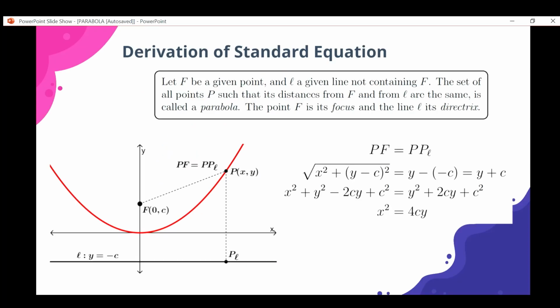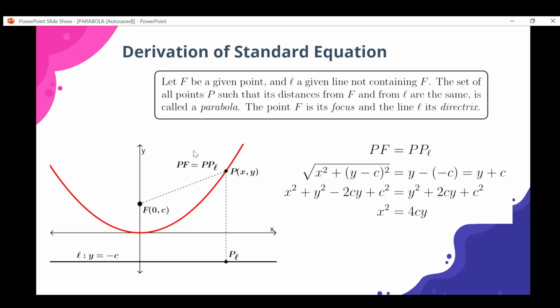Let's derive the standard equation of the parabola. Suppose we have these distances PF and PL. We have this point F, whose coordinates are (0, c). This will be the fixed point in our parabola, or we call this the focus. And then we have here the fixed line in the parabola, this line L, or the line y equals negative c. We call this the directrix. And we have this point P, any point on the parabola, with coordinates (x, y).